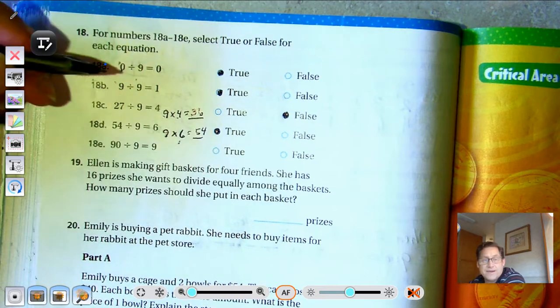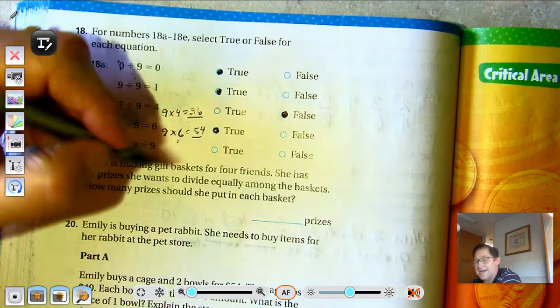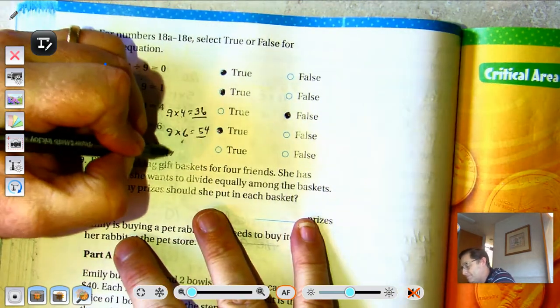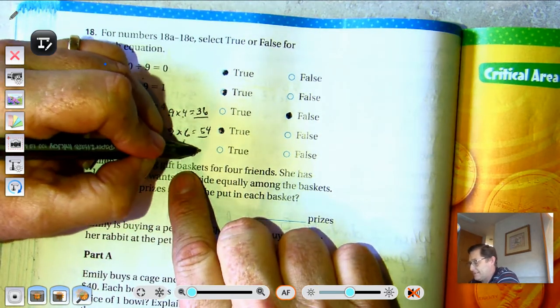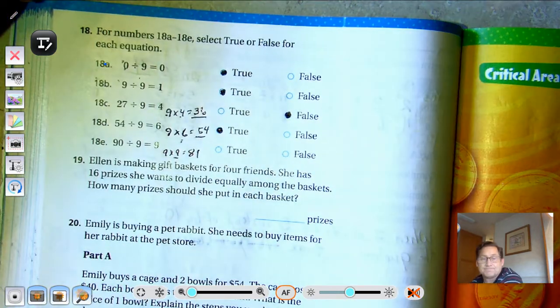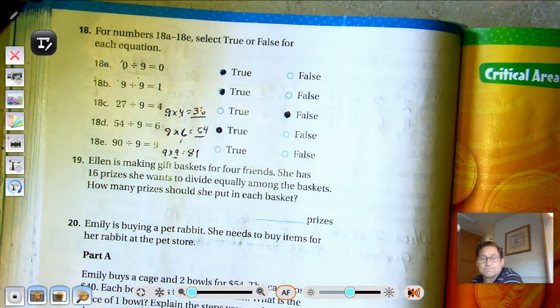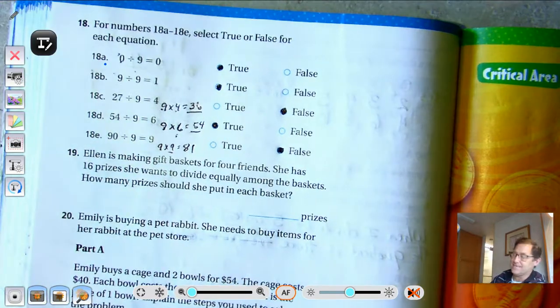Is 90 divided by 9 9? No. 9 times 9, 1 less than 9 is 8, so it would be 8 in the tens place, so 81. So false. 9 times 10 is 90.